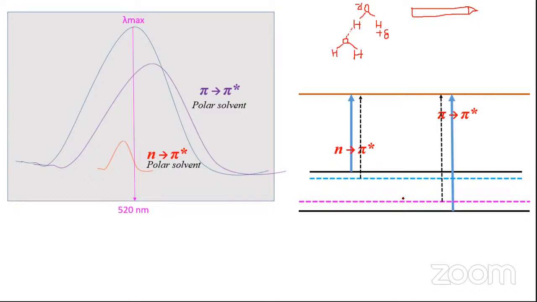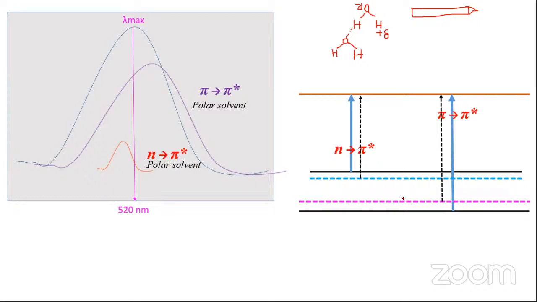Okay, let me put up another situation. What will happen if you are putting the same molecule now into a non-polar solvent? What will happen to the pi to pi star transition according to you, and the n to pi star transition? Non-polar solvents are not interacting solvents, which don't want to interact with the solute. So for example, the situation is somewhat like a non-polar solvent. I can give you an example of petroleum ether.